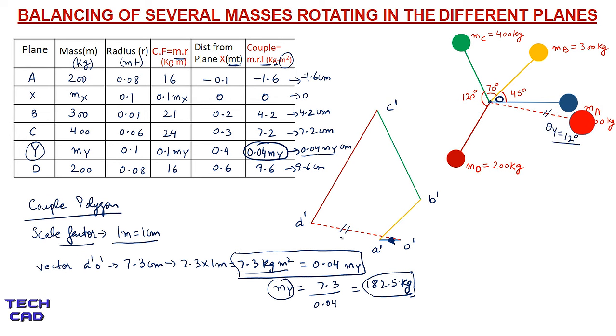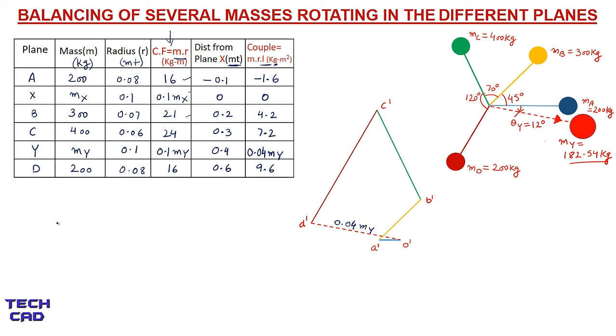With the help of the couple polygon we have determined the balancing mass in y plane and the angular position of that particular mass. Now with the help of the force polygon we can find out the mass and their angular position. Before starting the force polygon we have to take the scale factor. The centrifugal forces are in kilogram meter, so you have to convert that meter into centimeters.